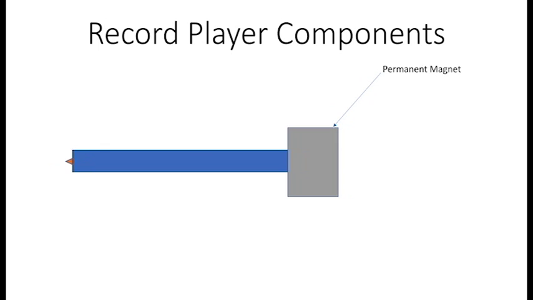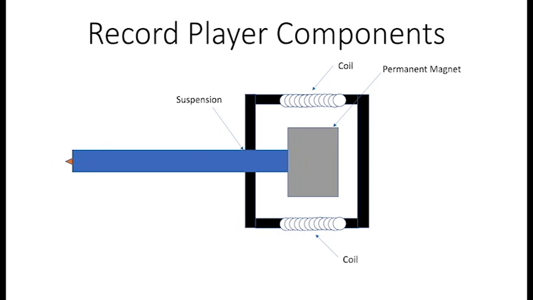On the end of the arm is a permanent magnet. Around this magnet is a housing. On either side of the housing there are coils of wire. The front of the housing is responsible for suspending the arm such that as the arm oscillates, the magnet on the back of the arm oscillates with it.